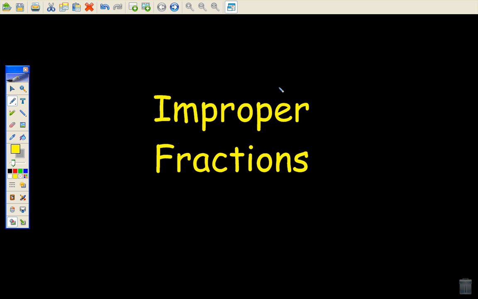Today we're going to be talking about improper fractions. For the last few weeks we've been talking about fractions, and they're just regular fractions, the ones we're used to seeing, and we just call them proper fractions.